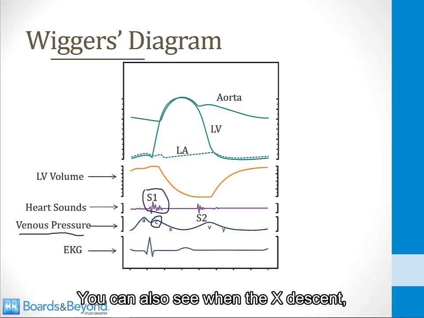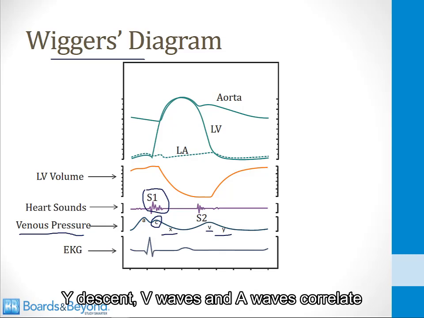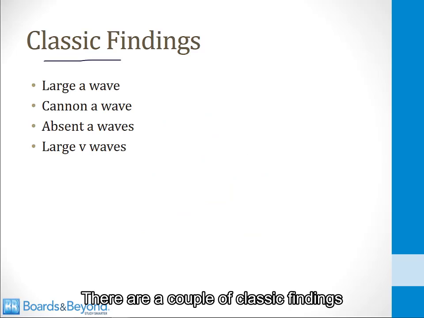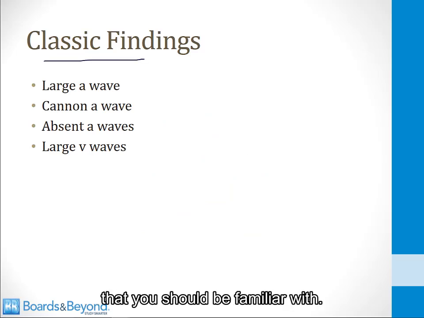You can also see when the X descent, Y descent, V waves, and A waves correlate with other components of Wigger's diagram. There are a couple of classic findings in venous pressure tracings that you should be familiar with.